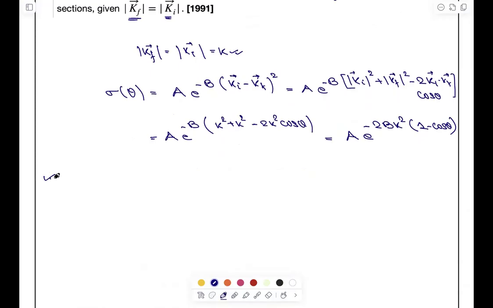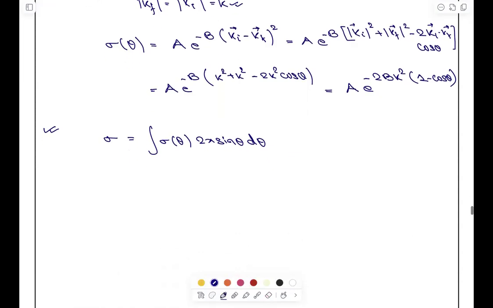Now I hope you know this formula: if we have to find the total cross section area, sigma is equal to the integral of sigma theta times 2 pi sine theta d theta. When you are solving numericals, please keep your numerical sheet beside you so that you can understand which formula we are applying and how it can be solved. The integration will be from 0 to pi. Sigma theta is a e to the power minus 2bk square (1 minus cos theta), and here we have 2 pi sine theta d theta.